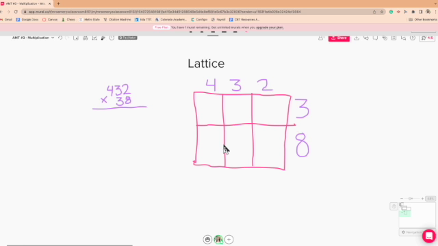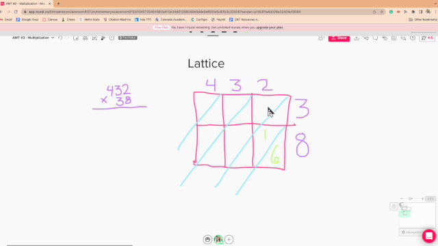So I drew the boxes for each of the place values so that we can do the distributive property. And now I'm going to draw my lines to divide up these boxes and make space for the multiplication. So we're doing digit by digit. So the first thing I'm going to do is 8 times 2, which is 16.